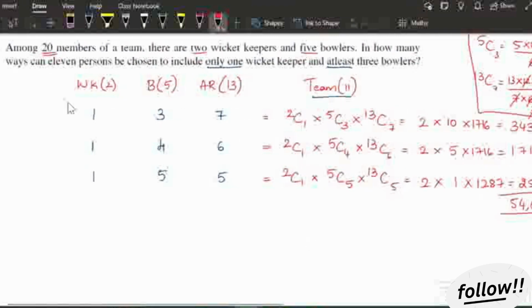Hope it is clear. When you have total people and there are multiple groups, first write down the groups and see what restrictions are given. Accordingly, write down how many people or objects you need to select from each of the groups, write the combinations for that, and multiply them. Each of these answers you need to add. That gives you the answer.